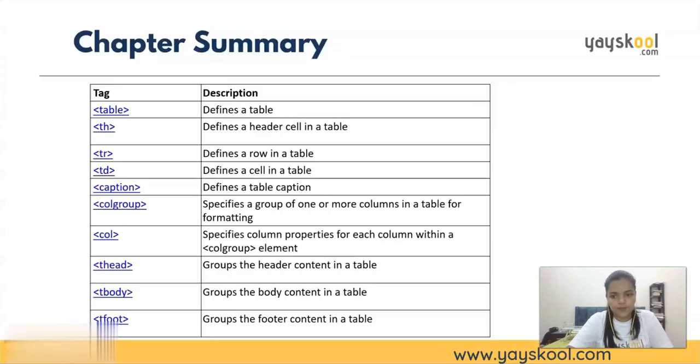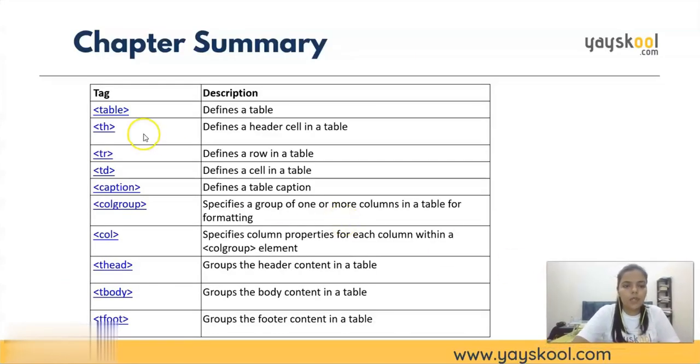Okay, so this is the chapter summary for today's video. Yes, so these are the tags and this is the description. Your table tag defines the table. Your th, table header, defines the header cell in the table. TR, table row, defines the row in the table. TD defines the cell in the table. There are so many others. Okay, you can define the column as well.